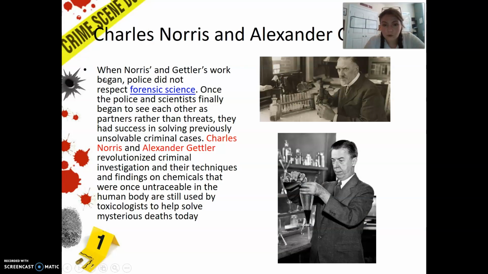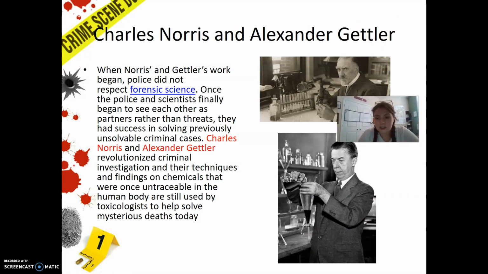So Norris was the head of the department, and he's the one that went to court and tried to get people acquitted or convicted, whereas Alexander Gettler was the scientist behind the scenes. Norris did science too, but that's all Gettler did. He didn't do the part inside court. He wasn't a lawyer. And Gettler was the one who revolutionized criminal investigation. A lot of techniques that he created on how to identify chemicals inside of a deceased body are still being used today. That's how good his work was.